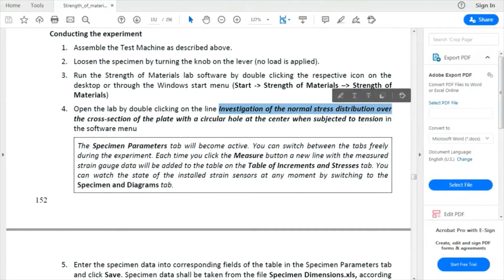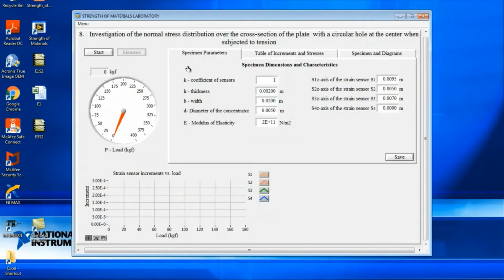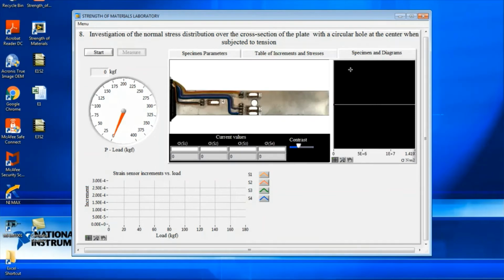So if I go to desktop, I will find the software and select experiment number 8, investigation of normal stress distribution over the cross-section of the plate with a circular hole at the center when subjected to tension. So double click, and as normal we have 3 tabs: one for the parameters, thickness, width, diameter of the center, and the sensors coefficients, all of them; and 2, table of increments and stresses. When we do the readings, we will have our values appearing in this table.